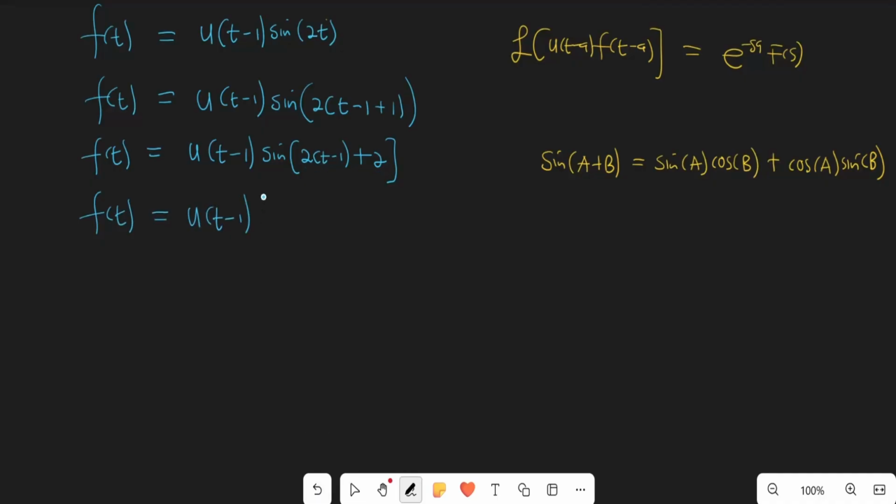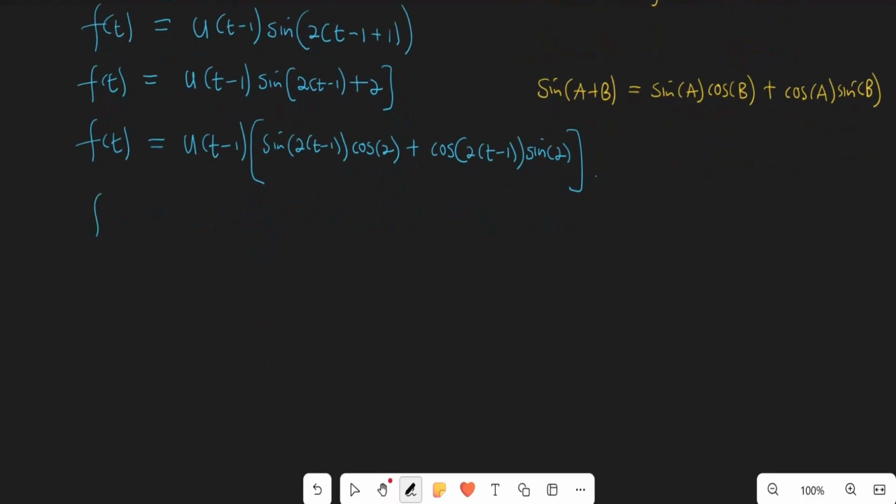So let's do that. This one is multiplied by sine of a. A is 2 into t minus 1. And then cosine of b. B in this case is 2. Plus cosine of a. That is cosine of 2 into t minus 1, like this. And then sine of b. That is sine of 2, like this.